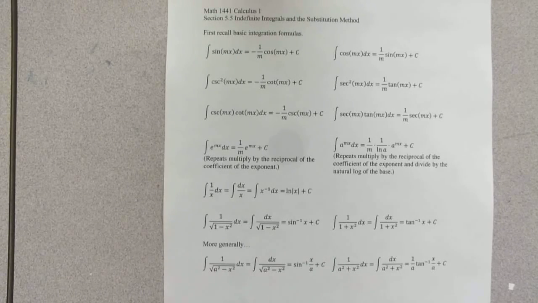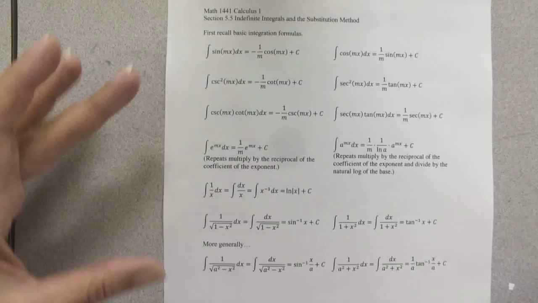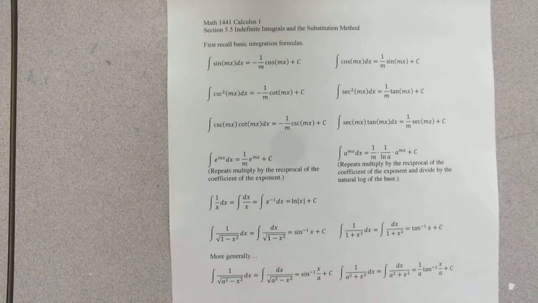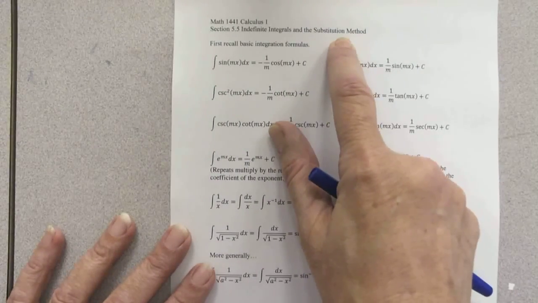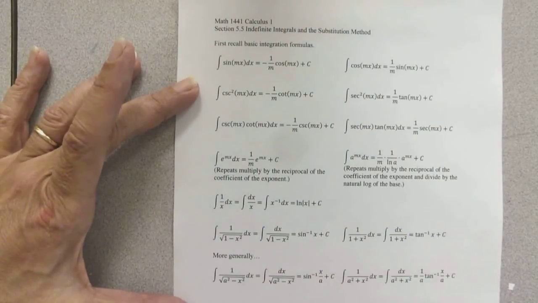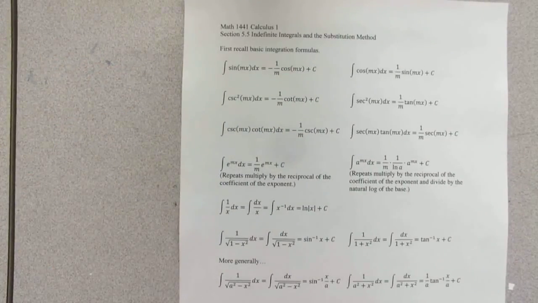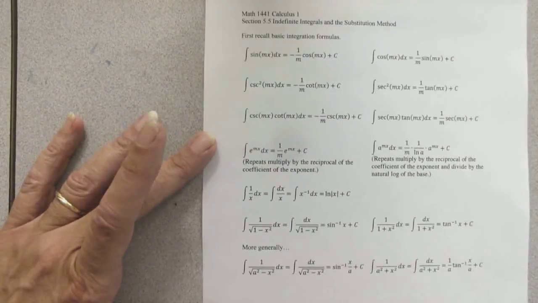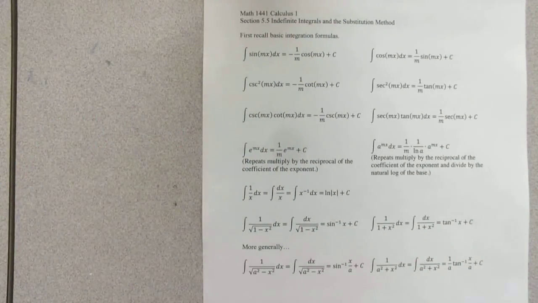Now, fundamental to when we learn this new thing called the substitution method is remembering the things you already know. So from last section, we learned all these basic integral forms. And it's really important to know these basic integral forms, because what the substitution method is going to do is hopefully take a form that does not look like one of these forms and change it into one of these forms. And then once you see one of these forms, you should know the answer. So these are all the basic forms that we learned in the last section. You still need to know them.